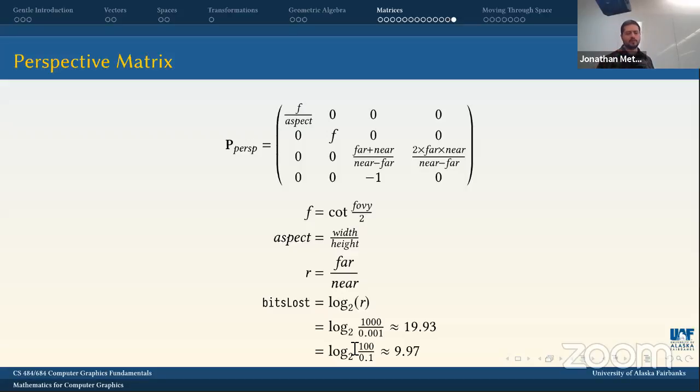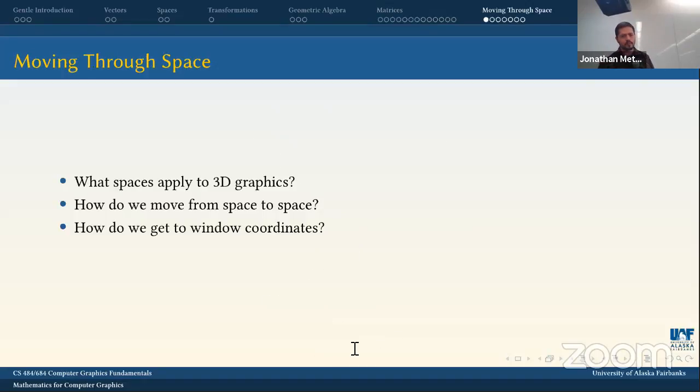So this is just a location. This is where I'm putting the math here, just so we can see the effect that this has on what's going to end up happening later. Okay, so, moving through space.